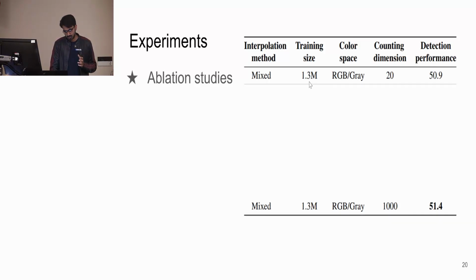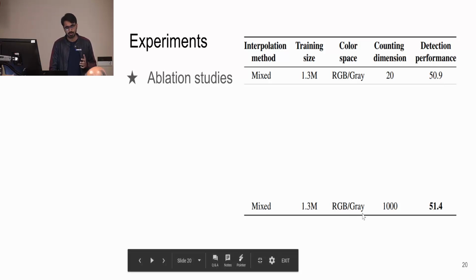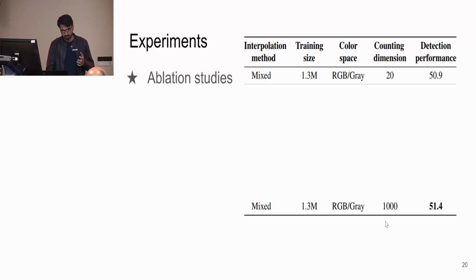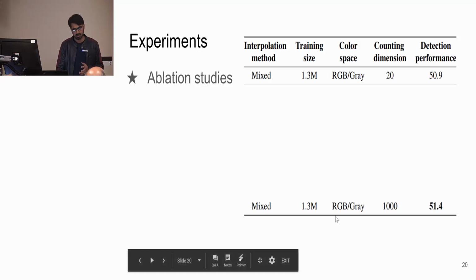So in the first row here, they reduced the counting dimension to 20, and they noticed that performance downgrades a little. The last row shows the best performance. This they achieved by mixing all the factors that they can change. So it mixes the RGB and color. Yeah, they mix RGB and color. The training set is 1.3 million. And the counting dimension is 1,000. So that gives you the best result.